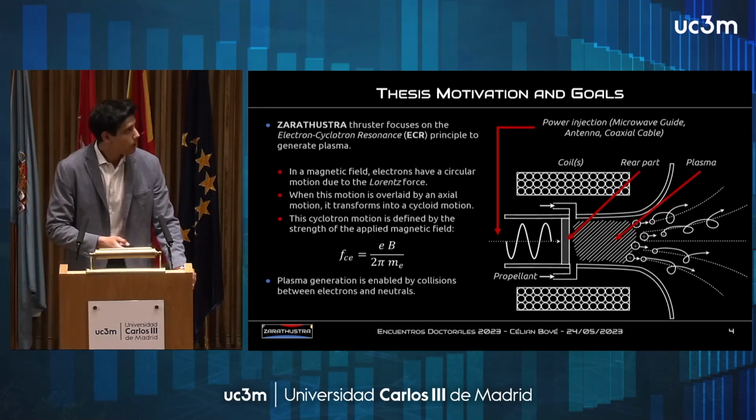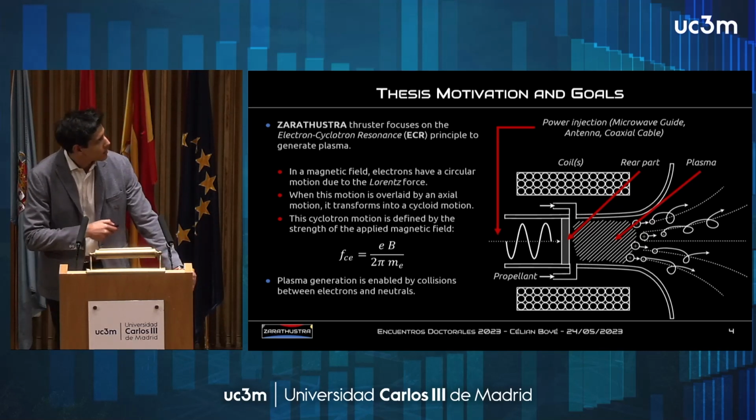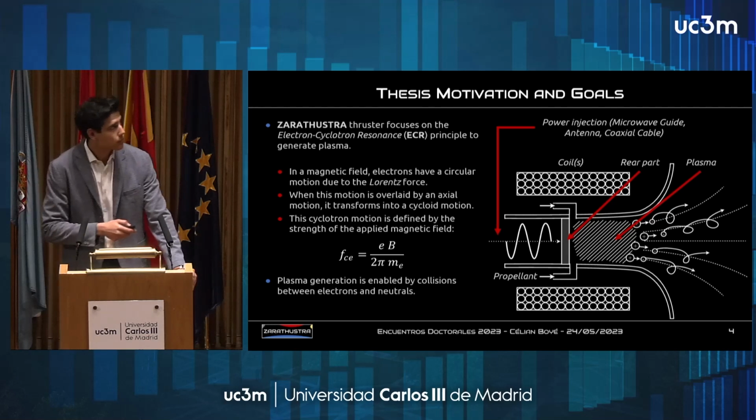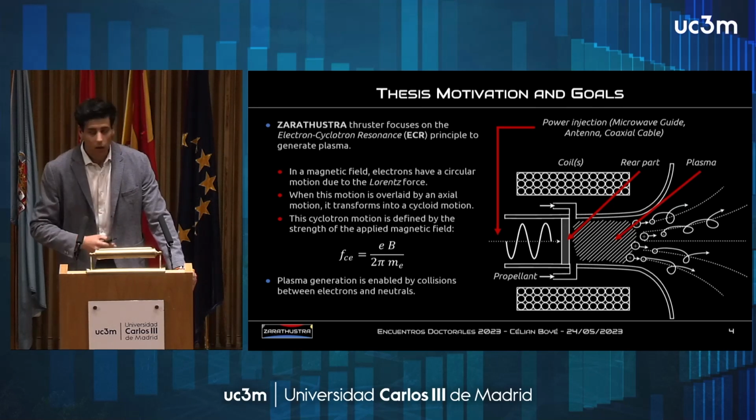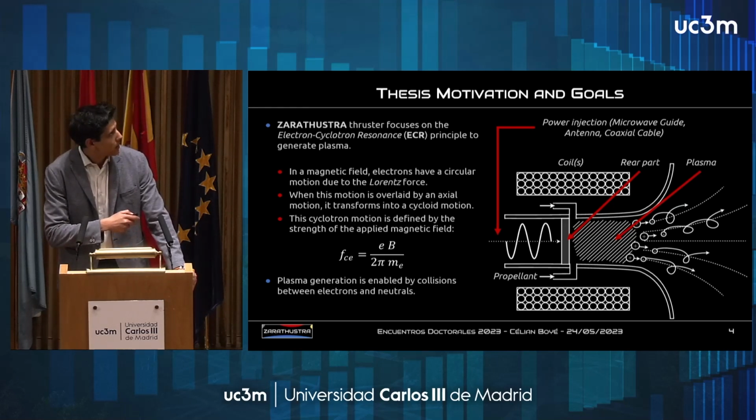On the left side, you can see the classic scheme of an ECR thruster, in which we're injecting a microwave thanks to a microwave guide, an antenna, or a coaxial cable, and then combining this microwave with the magnetic field generated by the coils, we are ionizing the propellant inserted inside the ionization chamber here to create plasma.